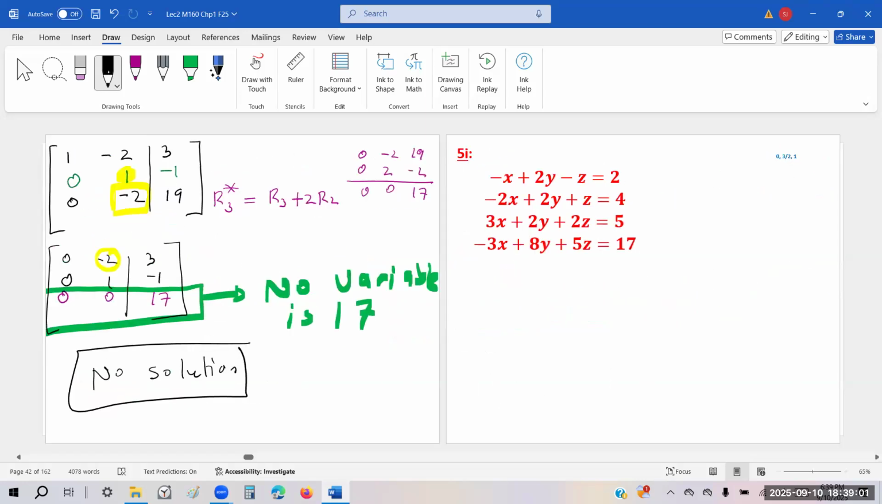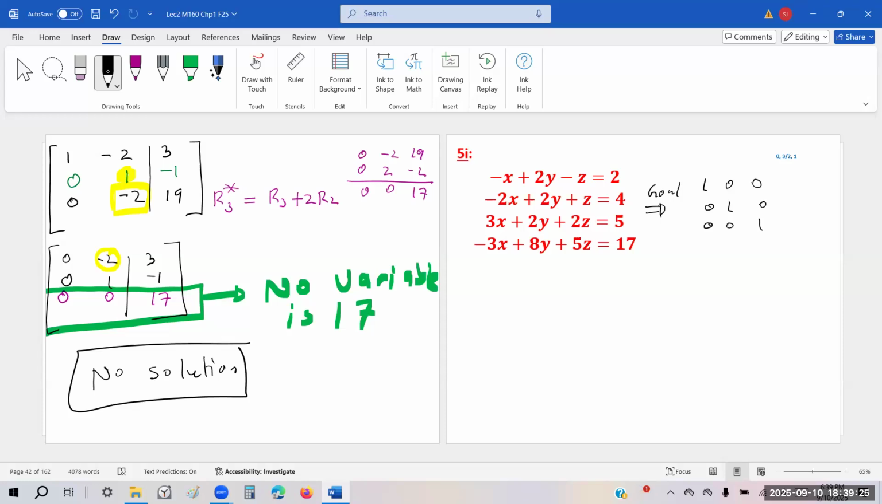Okay, the next one. It's a little bit longer, but our goal is, since we have 3 variables, we want to get 1, 0, 0, 0, 1, 0, 0, 0, 1. 1 for each variable. This is what we want.